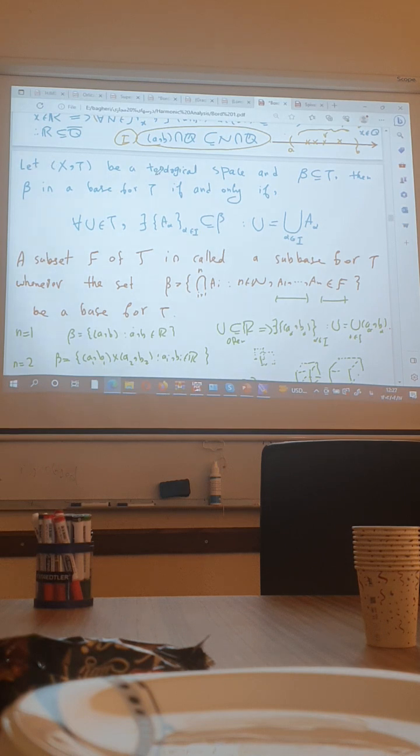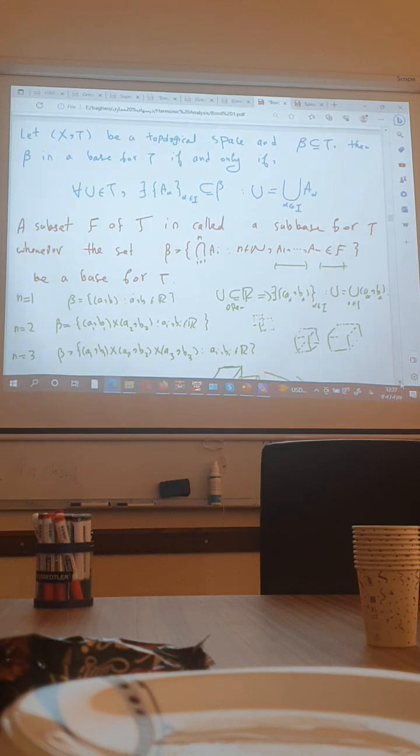Let X and tau be a topological space and beta be a subset of tau. Beta is a base for tau if and only if we have this relation: for any U in tau, there exists a family in beta such that U is a union of A alpha. Then we say that beta is a base for this topology. And also this is the definition of subbase. And this is an example, okay?